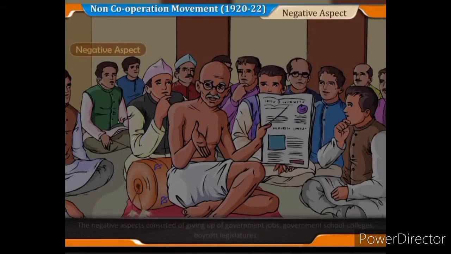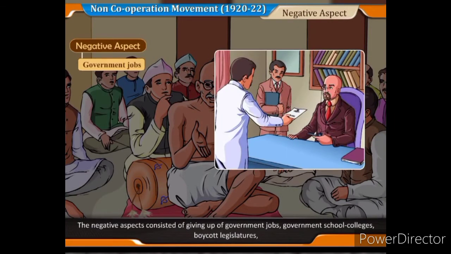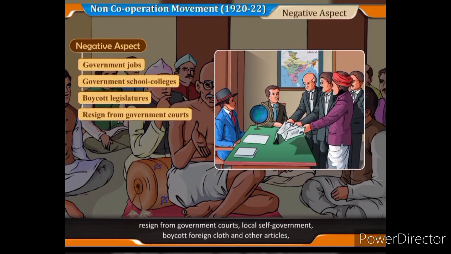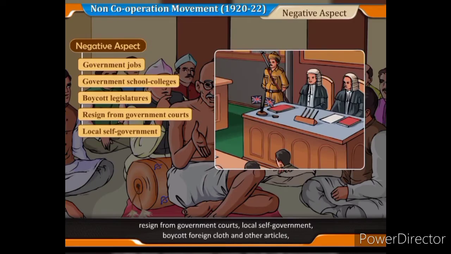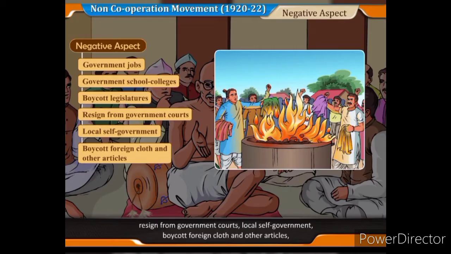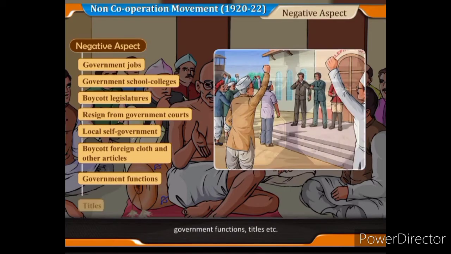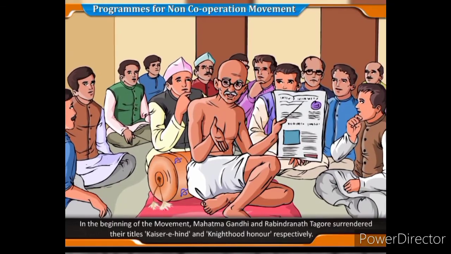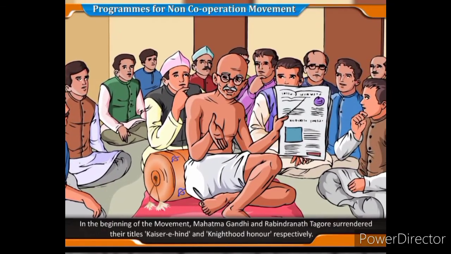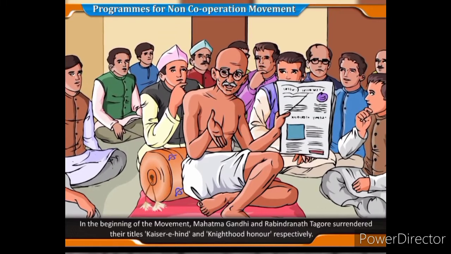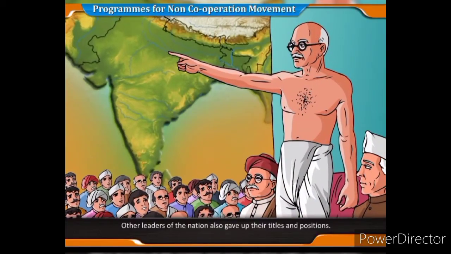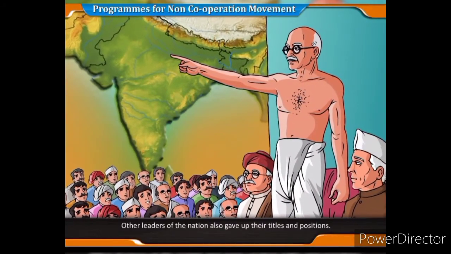Negative aspect. The negative aspects consisted of giving up of government jobs, government schools and colleges, boycott of legislatures, resigning from government courts, local self-government, boycott of foreign cloth and other articles, government functions, titles, etc. Programs for the non-cooperation movement. In the beginning of the movement, Mahatma Gandhi and Rabindranath Tagore surrendered their titles Kaisar-e-Hind and Knighthood Honour, respectively. Other leaders of the nation also gave up their titles and positions.